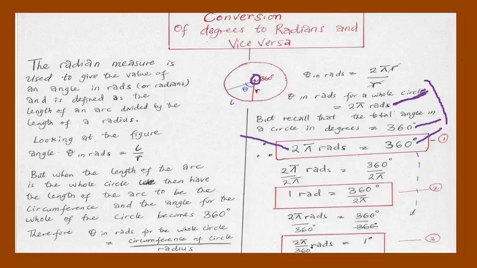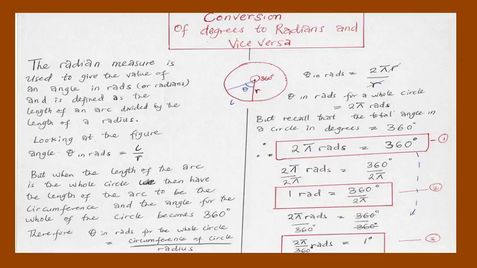If you want to express it in terms of radians, divide both sides by 2 pi. 2 pi divided by 2 pi gives you 1, equals 360 divided by 2 pi. So 1 radian equals 360 over 2 pi. If you go ahead and divide by 2 again, that's 180. So you can say 1 radian equals 180 degrees over pi, or 1 radian equals 360 over 2 pi.